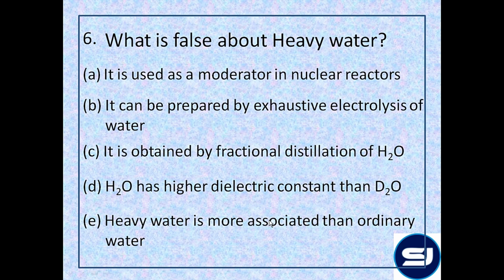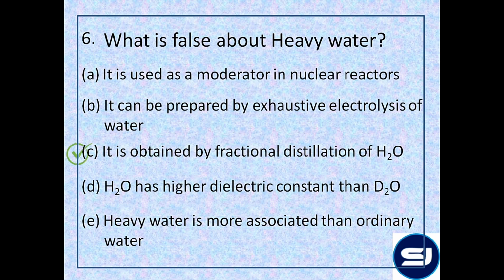Heavy water is more associated than ordinary water? Yes, because heavy water has high molar mass, so the H bonding or the D bonding is stronger, and that's why heavy water is more associated than ordinary water. So the correct answer is: it is obtained by fractional distillation of water.